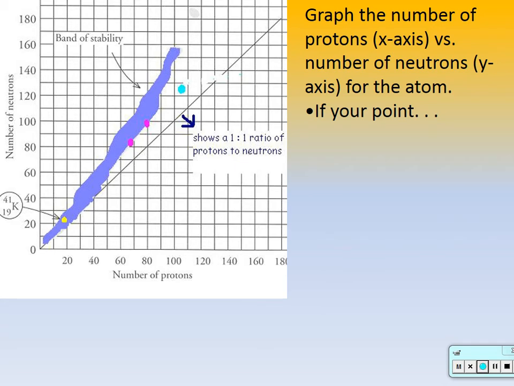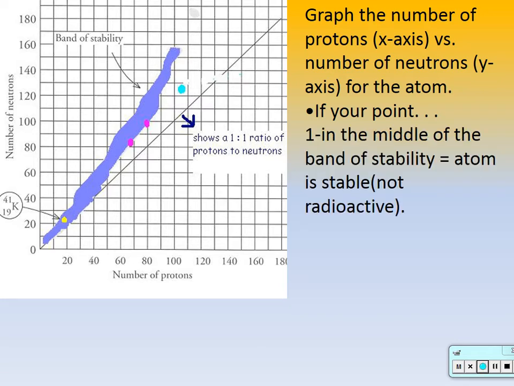All right. So graph the number of protons on the x-axis and the number of neutrons on the y-axis. Now, if your point lies right in the middle of the band of stability, what does that mean? Well, that means that the atom is stable and it's not radioactive. So that nucleus is very stable. Like for example this yellow dot right here, right in the middle, potassium-41, that atom is stable. It's not going to be radioactive. So if it's in the middle, it's stable.